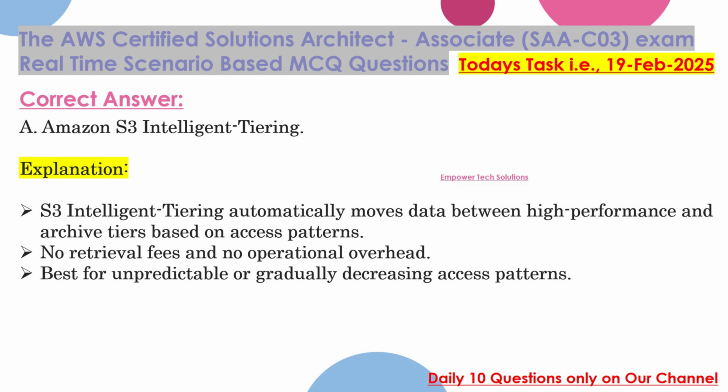Correct answer: A. Amazon S3 Intelligent Tiering. Explanation: S3 Intelligent Tiering automatically moves data between high-performance and archive tiers based on access patterns. No retrieval fees and no operational overhead. Best for unpredictable or gradually decreasing access patterns.